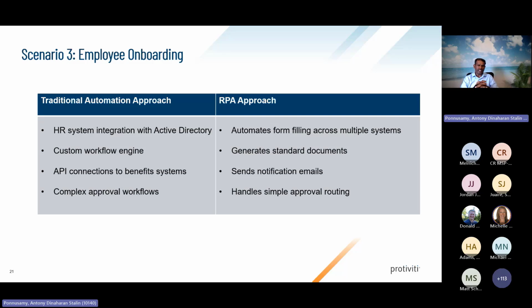Now, your API connects the systems for onboarding, because onboarding is not one thing. You need to connect them and send the information to multiple systems. When you have a complex workflow, definitely traditional automation is the best one.